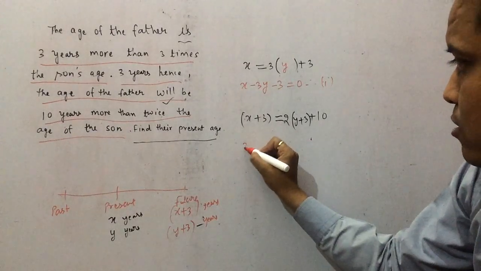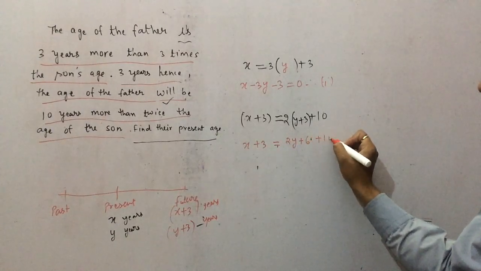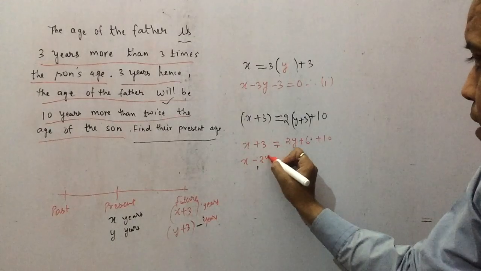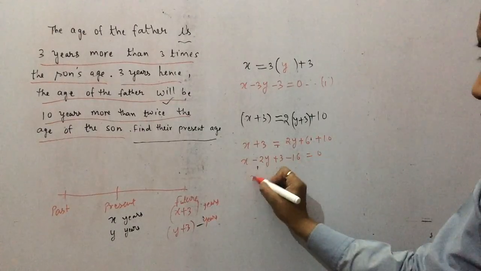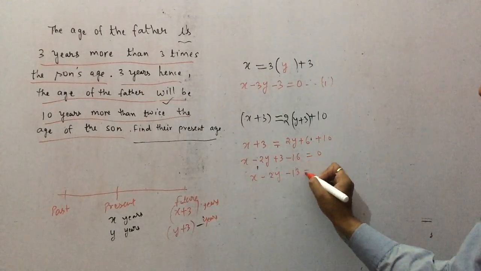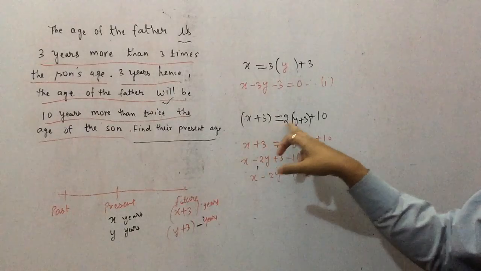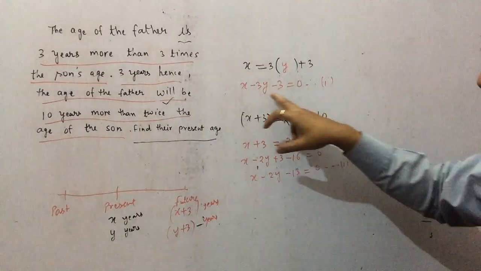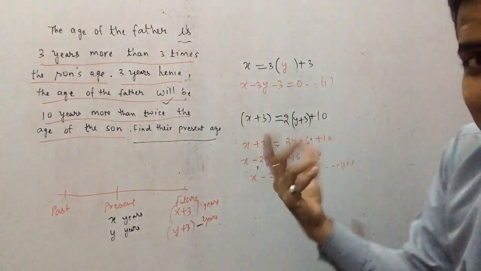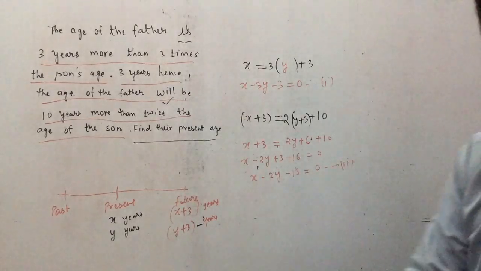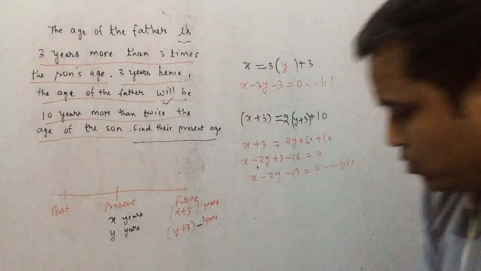Then manipulate it by the method of transposition. Here 2y plus 6 plus 10. Okay, x minus 2y plus 3 minus 16 equal to 0. x minus 2y minus 13 equal to 0. This is your second equation. All right, check it here. Now we have to solve these two equations, and in order to solve them, we have different methods. We have the elimination method, substitution method, and cross multiplication method. So I'm going to teach you the first method.